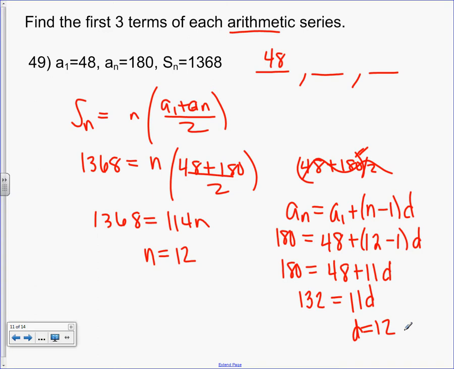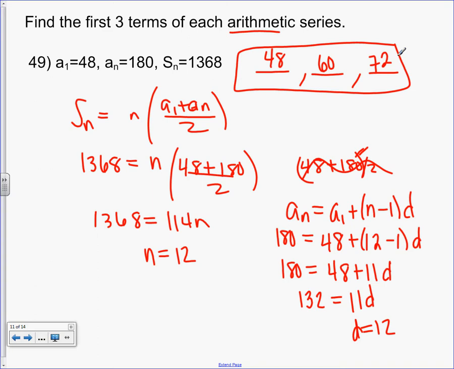The first three terms. I have the first one. How am I going to find the second one? Add the 12 to it, right? So what's 48 plus 12? 60 plus 12. 72. This is my final answer. Is anyone confused?